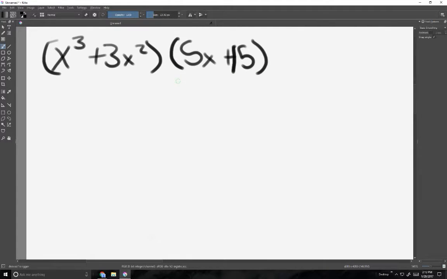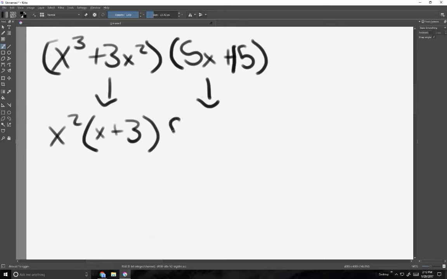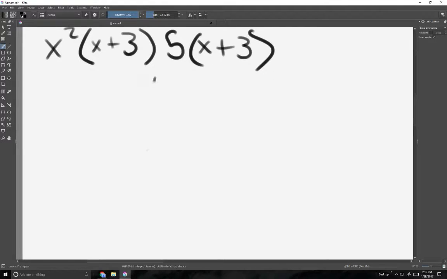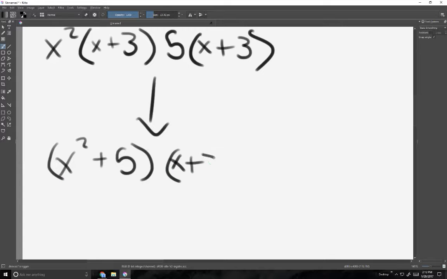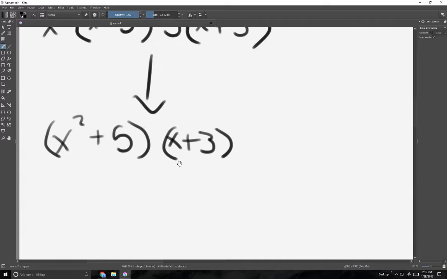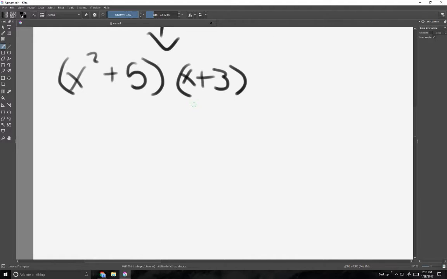Next step is to take the least common multiple, which would be x squared for the first group. So we get x squared times x plus 3. I'm going to put the arrow to signify. Then for the next one, the common factor would be 5, so we have yet again x plus 3. And so our factors would be x squared plus 5 and then x plus 3. That would be your answer, and that's all you need to do.